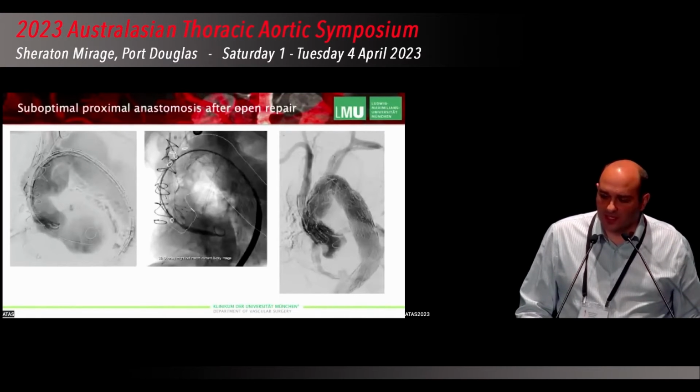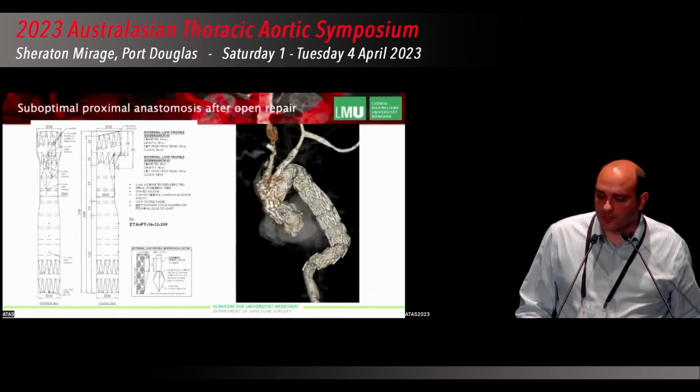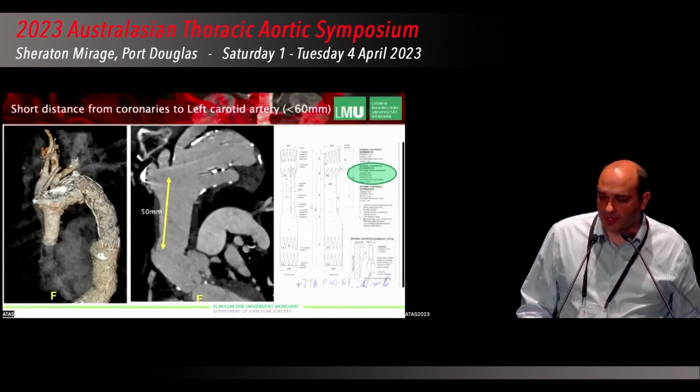In this case, we did decide to move forward, and it worked out fine, but these kinks are the biggest enemy of endovascular surgery, and we know that these are very high-risk patients for a type 1A endoleak.